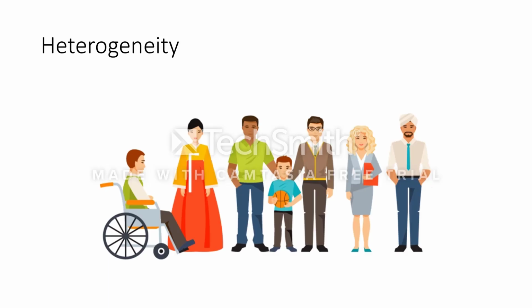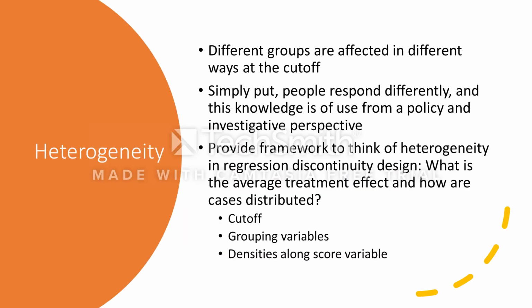Regression discontinuity regressions estimate a treatment effect, but specifically a treatment effect at the cutoff. Besides how the treatment would differ at other points than the cutoff, it could also be the case that different groups are affected in different ways at the cutoff. Simply put, people respond differently, and it is of use from a policy research perspective to figure out the underlying differences so we can correctly implement policy interventions and other kinds of modifications to the causal mechanism.